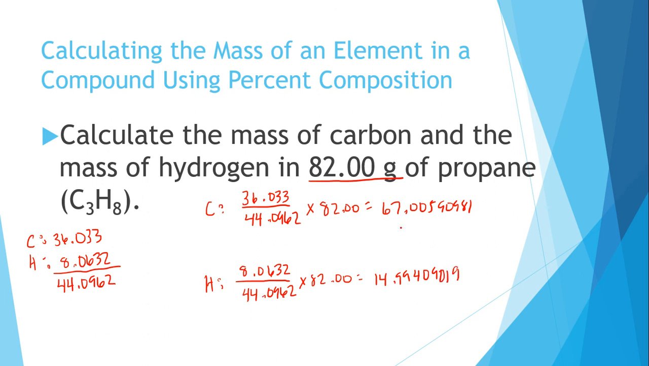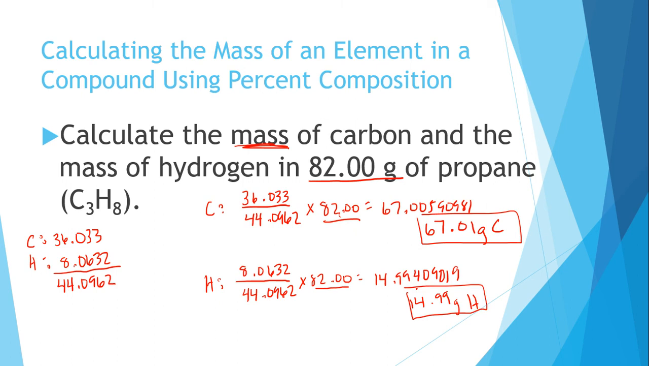Then we have to determine our sig figs. So note here I have 5. This one should have 5. This one, though, has 4. So my answer can only go to 4, 67.01. Down here, this one can only go to 4 because of my 82, so 14.99. And where most people mess up is the unit. Notice we're not calculating percent composition, so it's not a percent sign anymore. Notice we're calculating the mass. So we're going to have grams follow both of these, and this is grams of carbon, and this is grams of hydrogen.